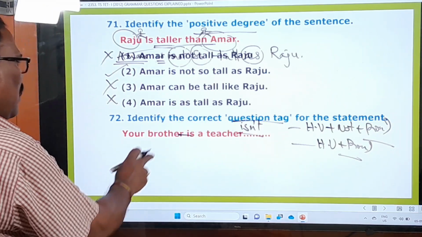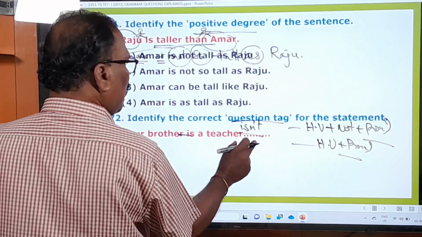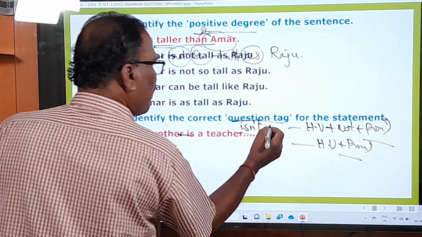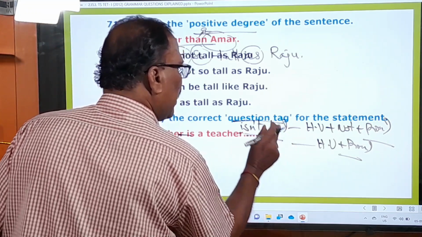Remember. So "isn't" is there, not "is not." When "is" and "not" are combined, it becomes "isn't." Then what is the pronoun for "your brother"? "He." Then, "isn't he?" It must be the answer.